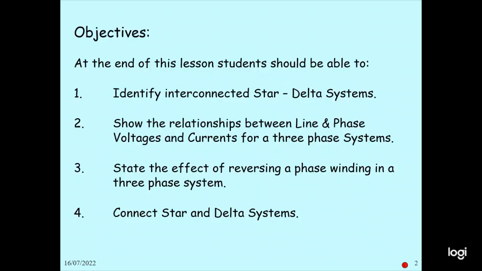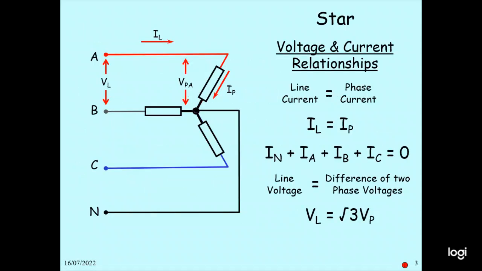In this lesson, students should be able to identify interconnected star delta systems, show the relationships between the line and phase voltage and the current for a three-phase system, and take the effect of the phase winding in the three-phase system, connected star delta. So in this case, this is a star connection. The voltage and current relationship is: line current equals the phase current. This is a star connection, so I line equals I phase. And also the neutral current: I neutral plus IA plus IB plus IC equals 0. Line voltage is equal to the difference of the two phase voltages. So V line equals root 3 times V phase.